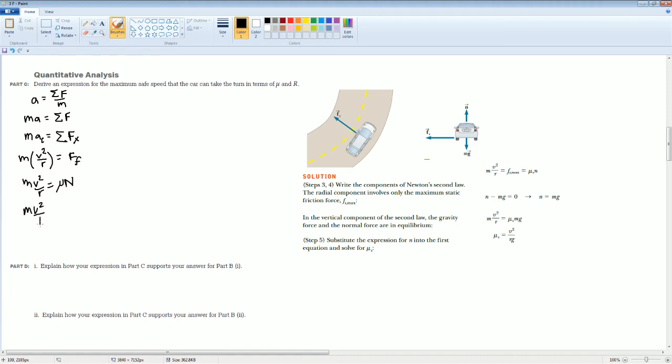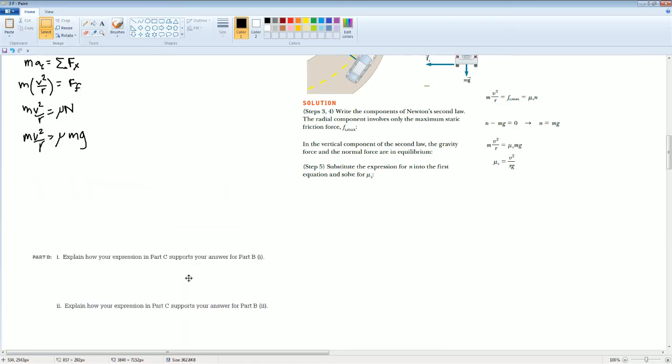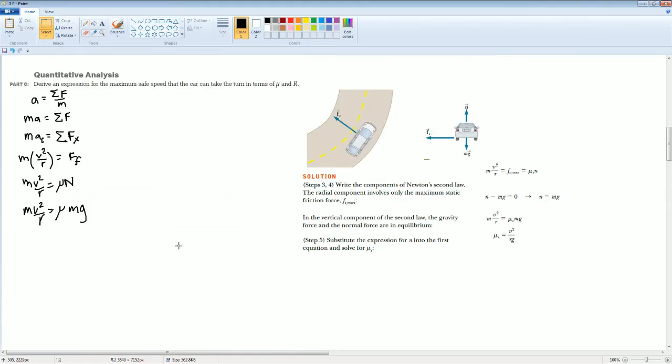Understand that n is just mg, so you have that, all right? Okay, let me just bring this down. This is just me making the substitution.